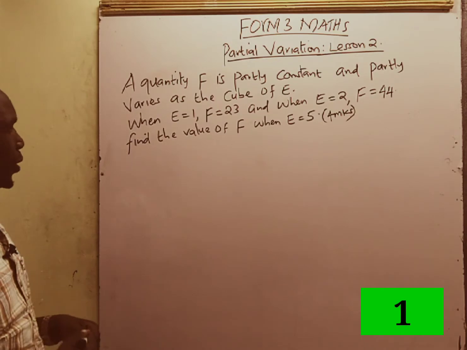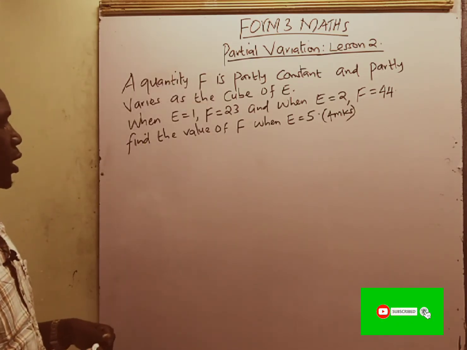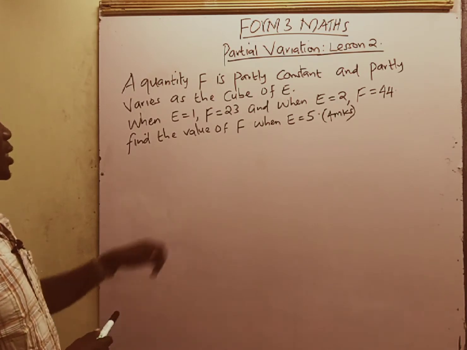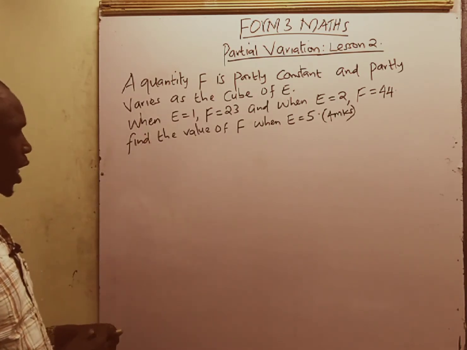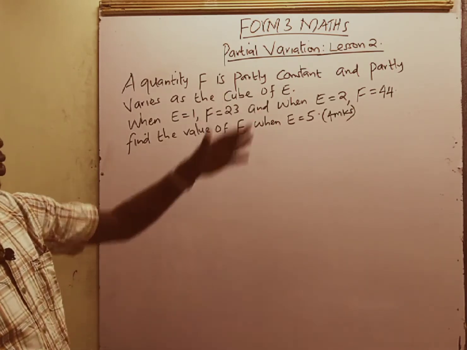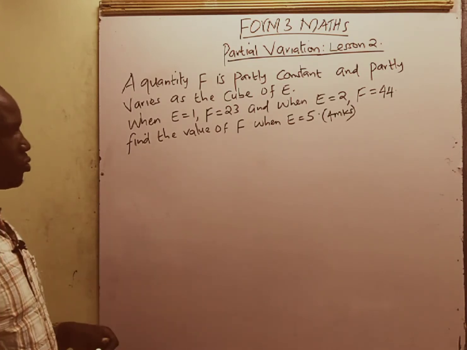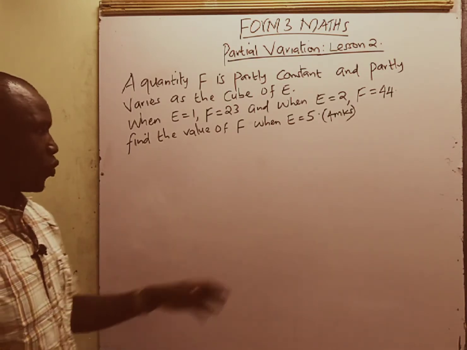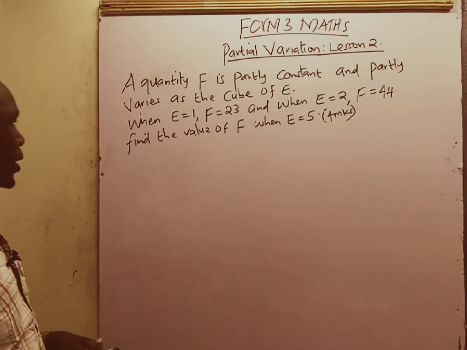A quantity f is partly constant and partly varies as the cube of e. When e is 1, f is 23, and when e is 2, f is 44. Find the value of f when e is equal to 5. 4 marks.